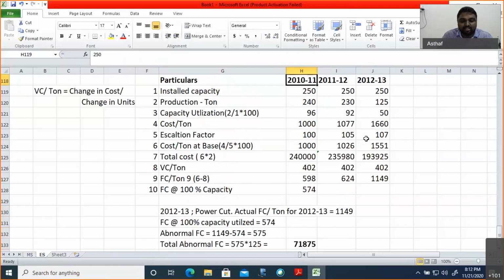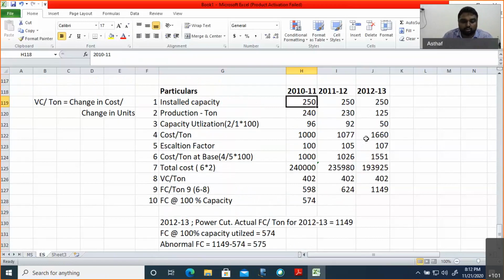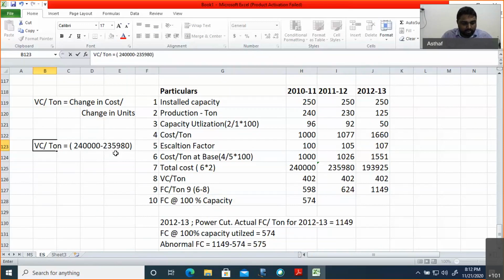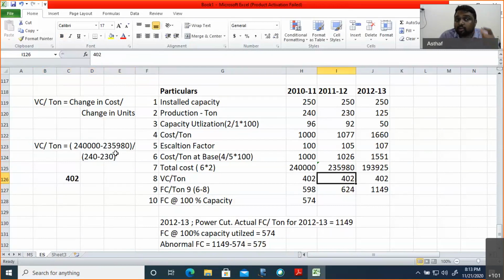I will tell once again, this is a standard previous year question. A lot of times it is a previous year question. This entire logic is what? You have your installed capacity. This 402 breakup I will tell, for the benefit of everyone. Variable cost, this is the formula I have given. So variable cost per ton equals change in cost, 2,40,000 minus 2,35,980, divided by 240 minus 230. You will get 402. It is a round-off number. So we have given this, 402. The entire question, see the last question and all, fixed cost we can select. That is a different problem.